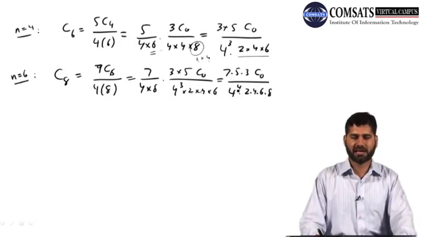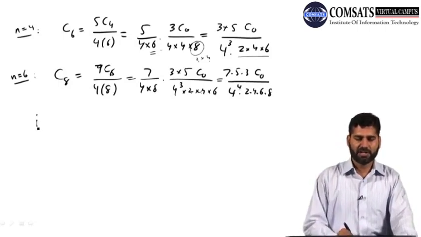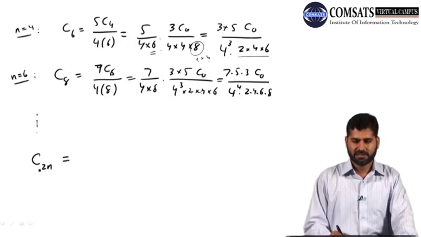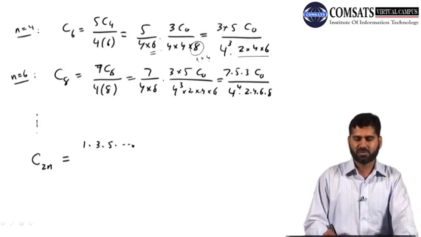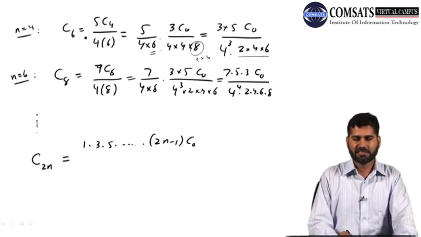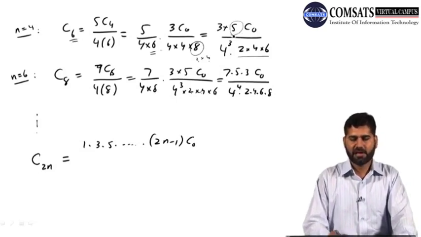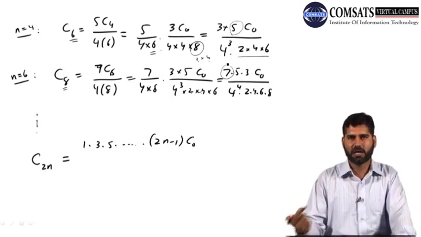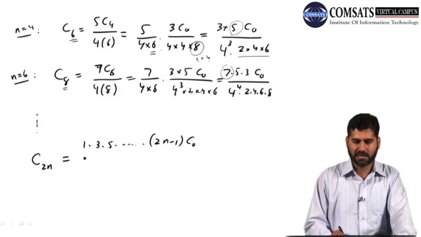So now we are getting some similarities. See? So if I continue and generalize for any even number, C2n will be, see, starts from 1, 3, 5, 7 and so on up to 2n minus 1 C0. You see, one less. For C6 we are getting 5. For C8 we are getting 7. So it means for C2n we will be getting 2n minus 1. One less. That's how we generalize, right?